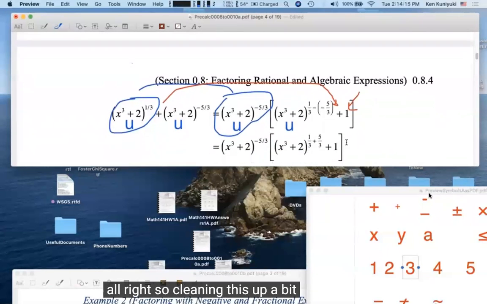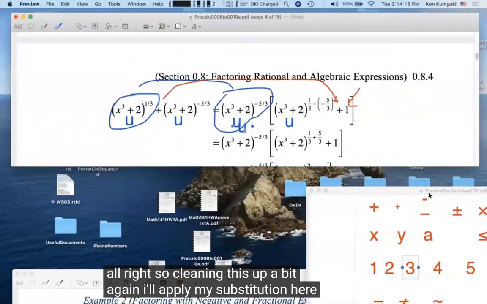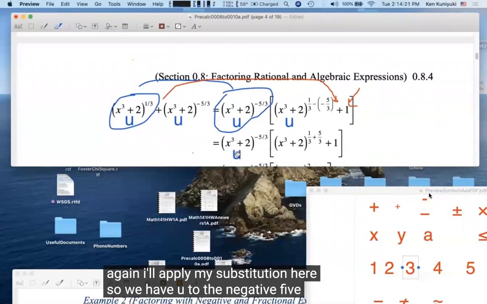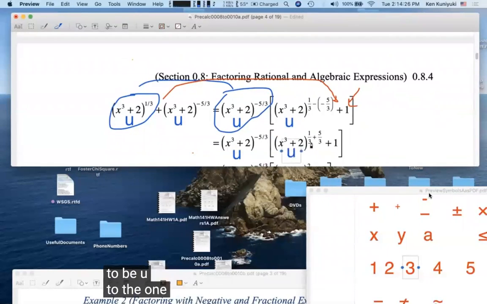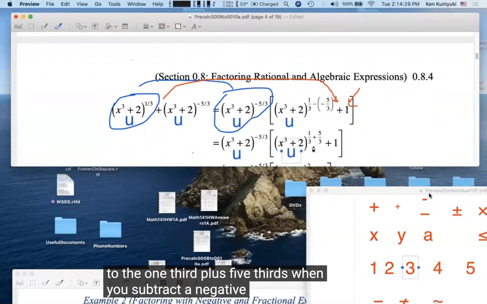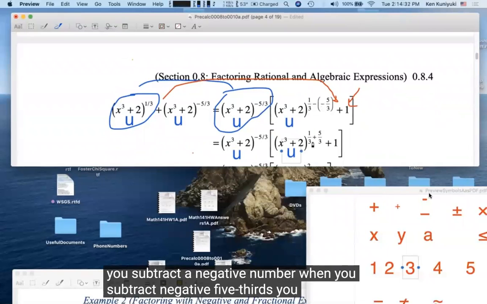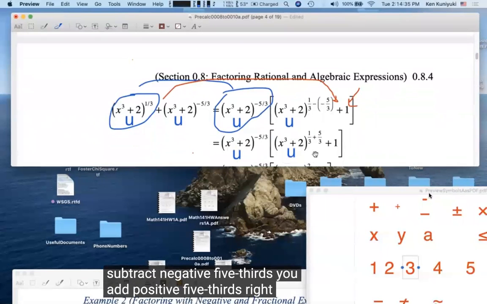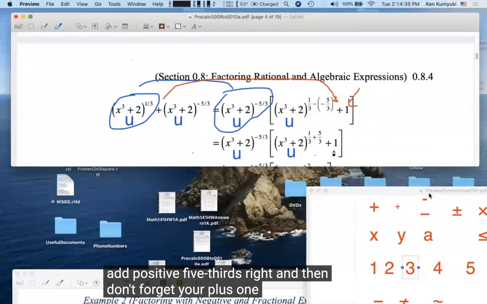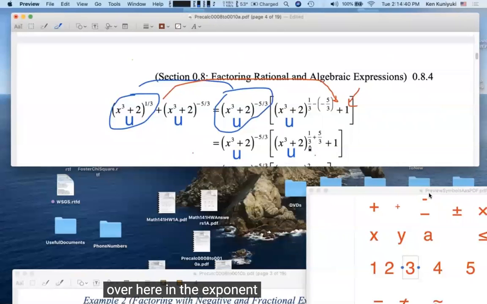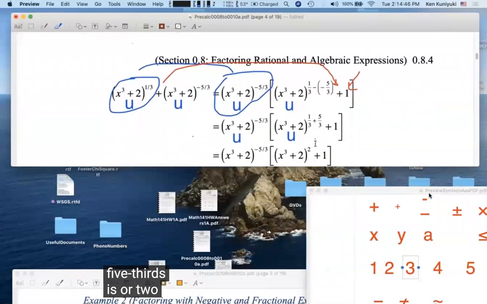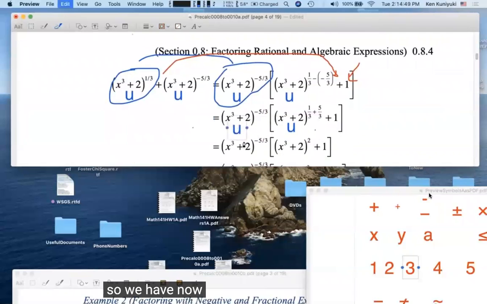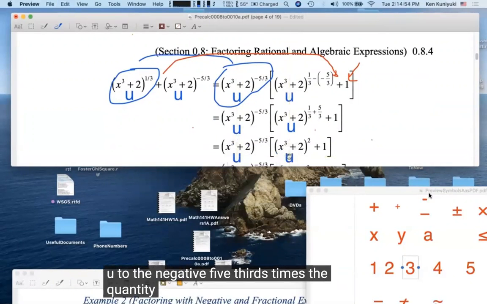All right, so cleaning this up a bit, again, I'll apply my substitution here. So we have u to the negative 5/3 times the quantity, u to the 1/3 plus 5/3. When you subtract negative 5/3, you add positive 5/3, right? And then don't forget your plus 1. Over here in the exponent, 1/3 plus 5/3 is 6/3, or 2. So we have now u to the negative 5/3 times the quantity, u squared plus 1.